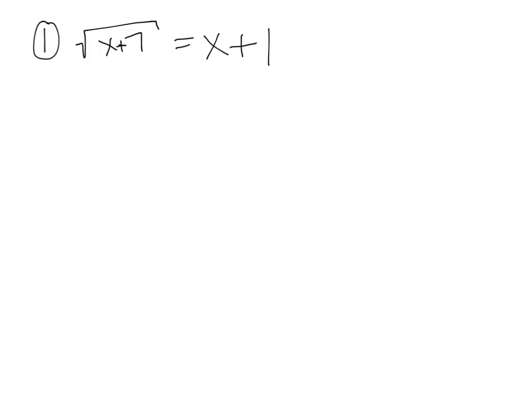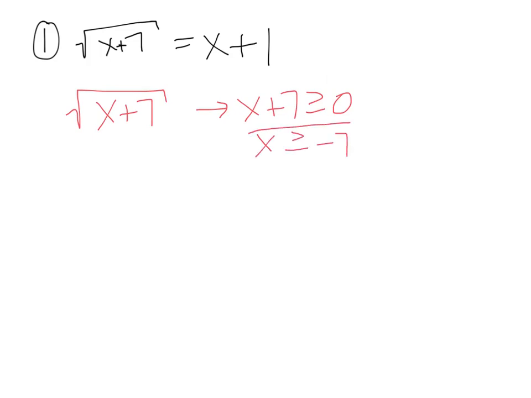So the first one says to find the reasonable restriction on the domain. So this is talking about the radical. What we mean by this is if we're taking the square root of x plus 7, I can only take the square root of a positive number or 0. So x plus 7 has to be bigger than or equal to 0. If x plus 7 is bigger than or equal to 0, then x is going to have to be bigger than or equal to negative 7. So that's the first part of our restricted domain.